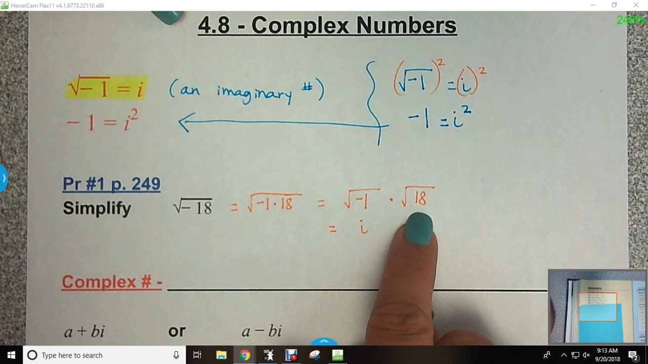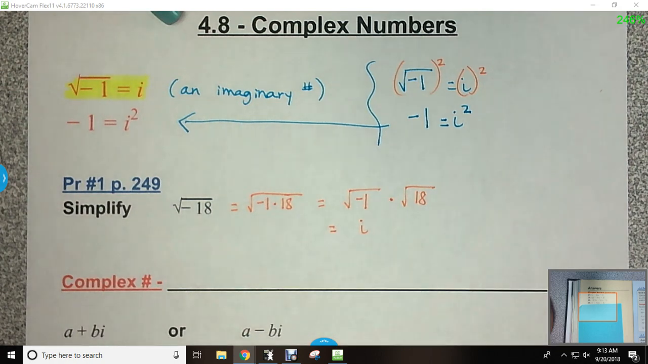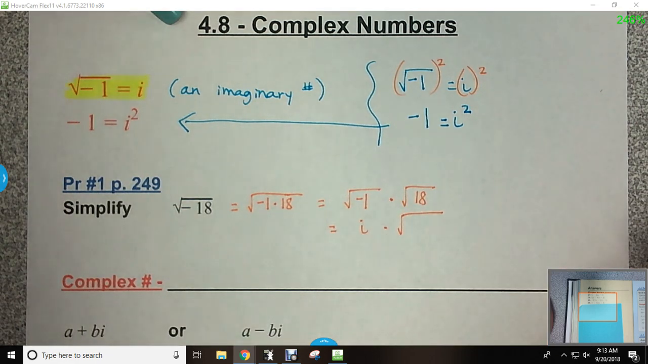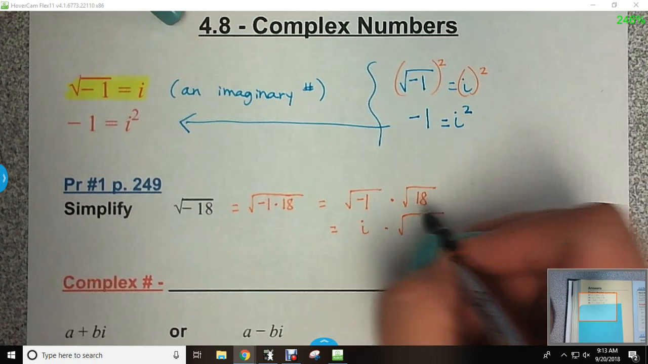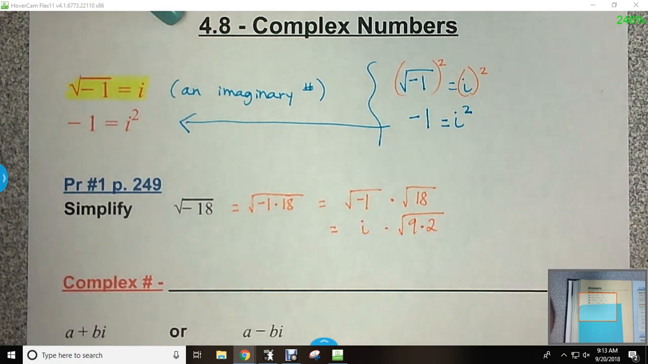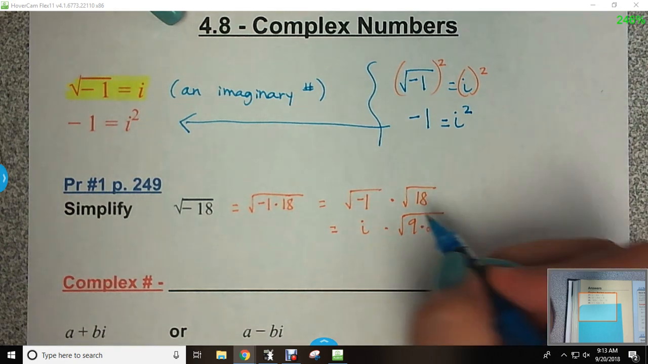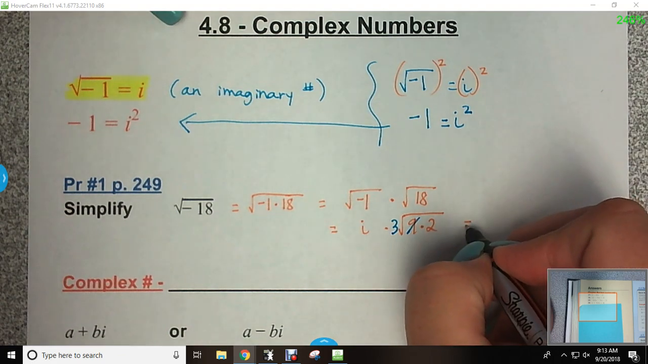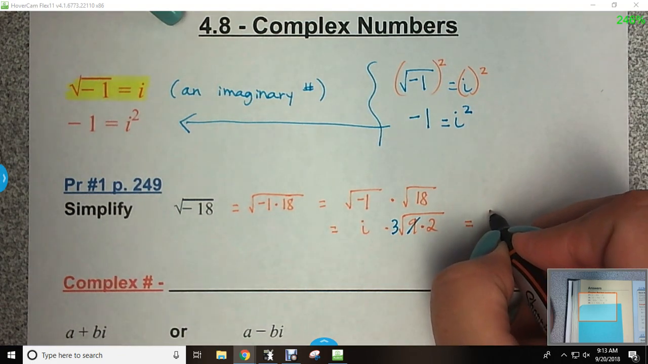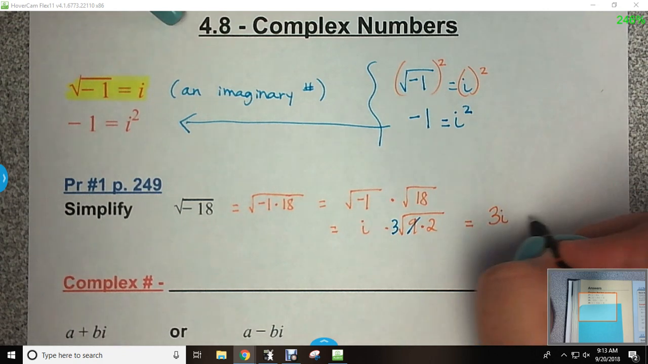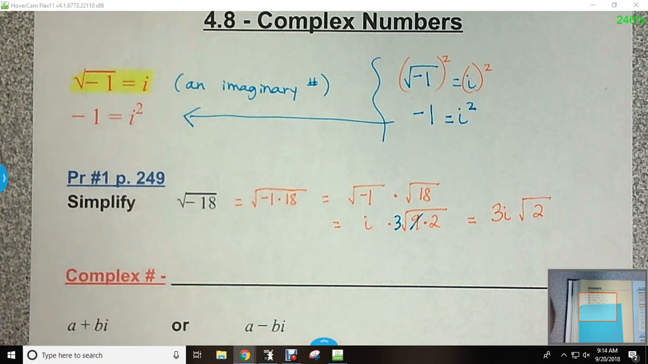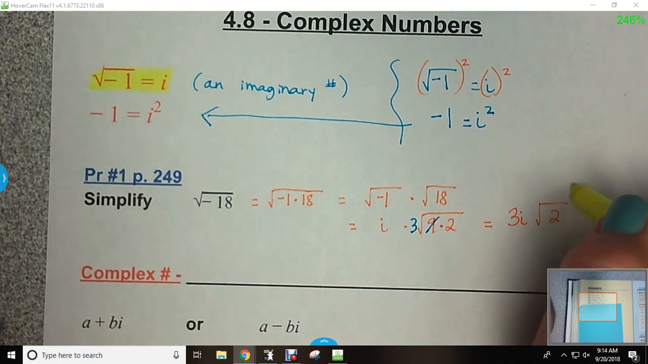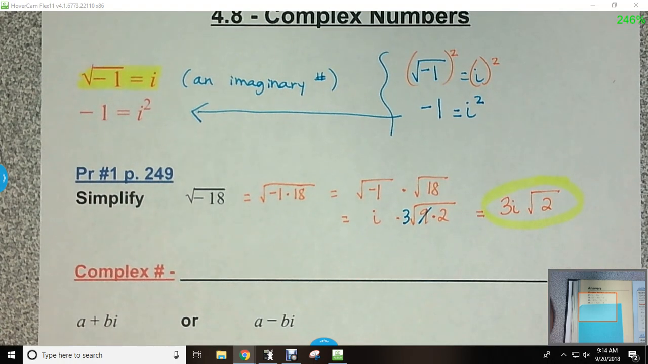Now I've got to simplify the square root of 18 just like we did in the last set of notes. I'm going to break 18 down into a perfect square times another number. Well, 18 can be rewritten as 9 times 2. So when I take the square root of 9, I get 3. And when I write my final answer, I've got to write 3, then i, then square root of 2. Okay, you have to have your coefficient, then your imaginary, then your radical. It has to be in that order. So there is your answer.